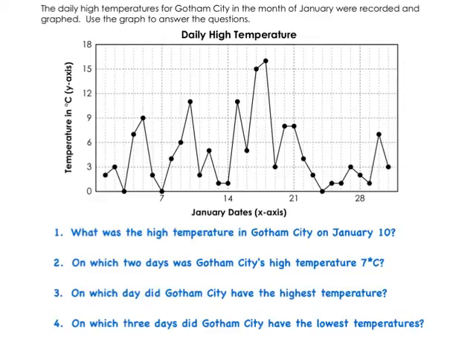So my first question says, what was the high temperature in Gotham City on January the 10th? So I'm here to January the 7th, 8th, 9th, 10th, and I'm going to go all the way up. And if I carried that line over, I would be at about 11. So it would be 11 degrees Celsius.